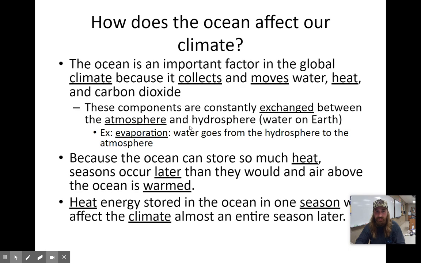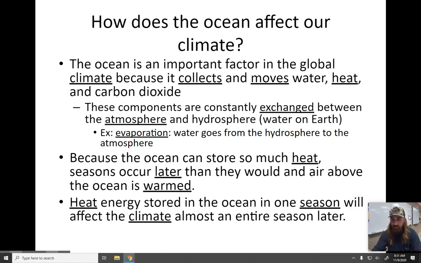Now, with that being said, today we're going to talk about how the ocean affects our climate. But before that, I want to mention a couple things to make sure we're all on the same page.